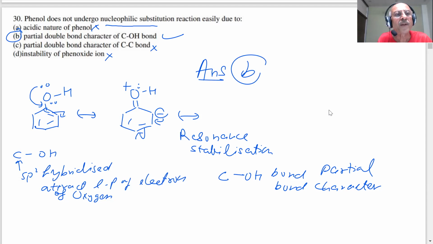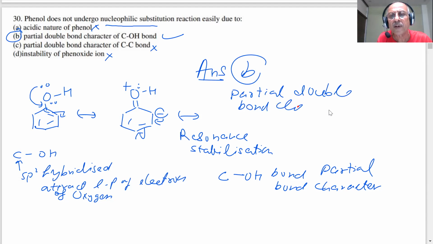That is, partial double bond character of C-O bond.